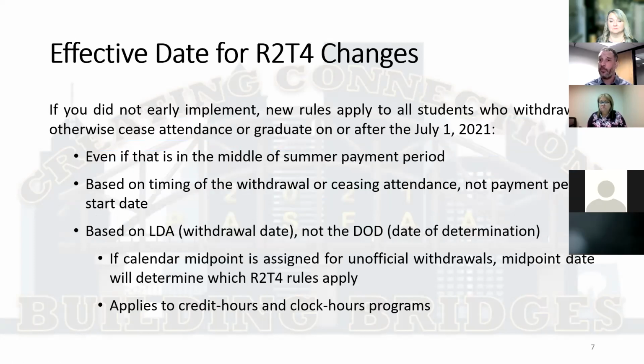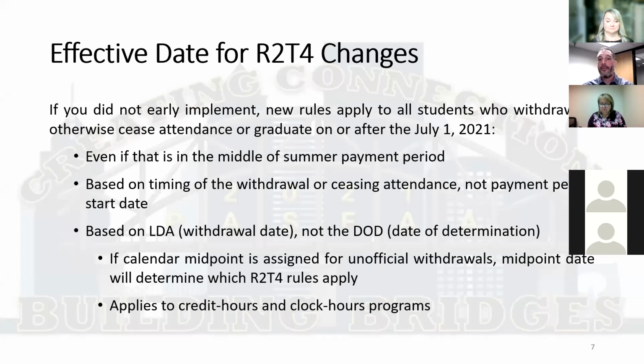The effective date that we talked about is July 1st. You could early implement, but it's for all students that have ceased attendance or graduated on or after the July 1st date if we didn't early implement. The biggest one, a lot of us that have that summer term that has little sessions or mods or J terms or mini sessions, however we want to say it, they're considered modular based. And even in the middle, we would have to be following the new regulations.